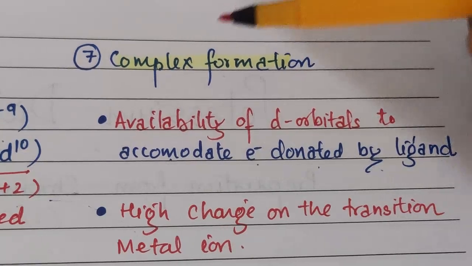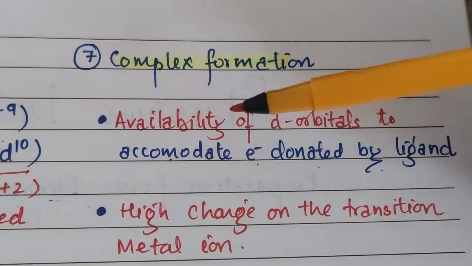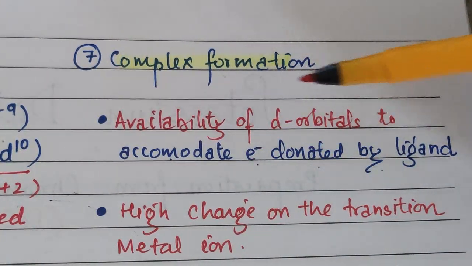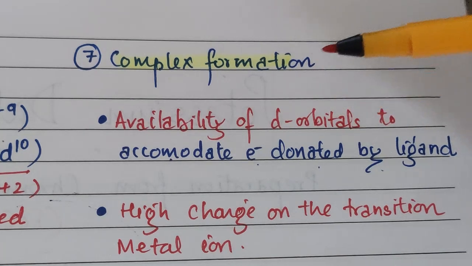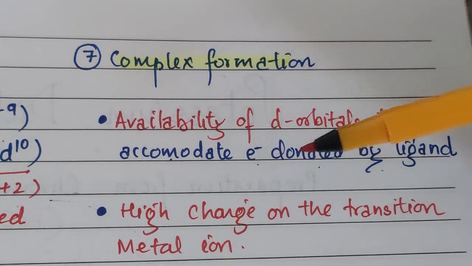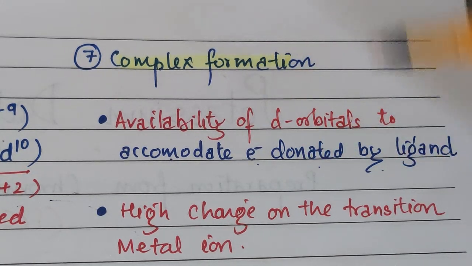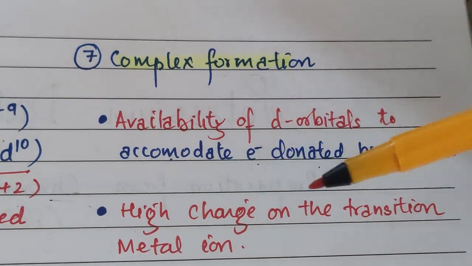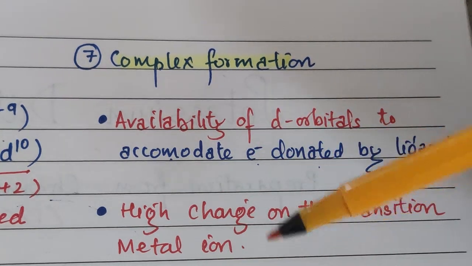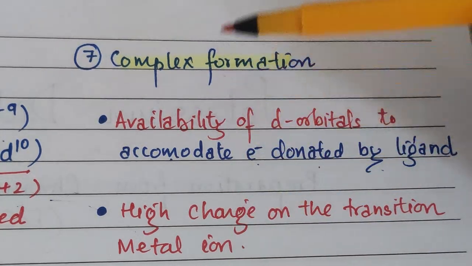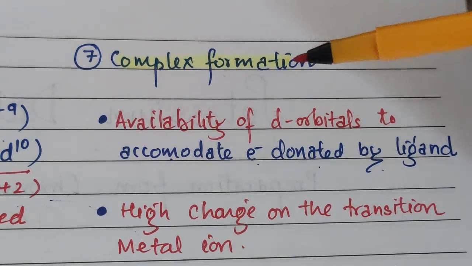Why do d block elements show complex formation? Again, two reasons. First is the availability of d orbitals, so that they can easily accommodate electrons donated by the ligand, and the second is that they have a high charge on the transition metal ion. Because of these two factors, they can easily form complexes.